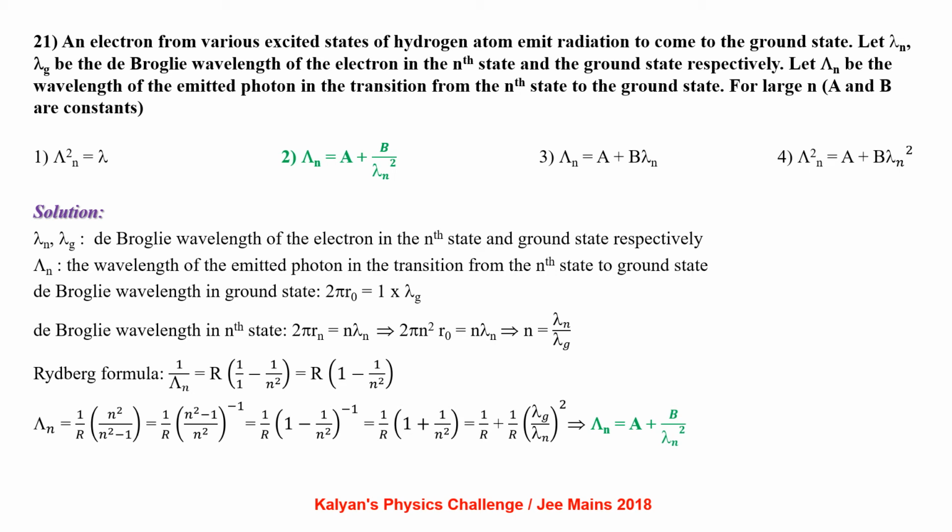Applying Rydberg formula, 1 by capital lambda n equal to R of 1 by 1 minus 1 by n square, that is R of 1 minus 1 by n square. So capital lambda n equal to 1 by R of n square by n square minus 1. Upon simplification, it comes out to be capital lambda n equal to a plus b by lambda n square.